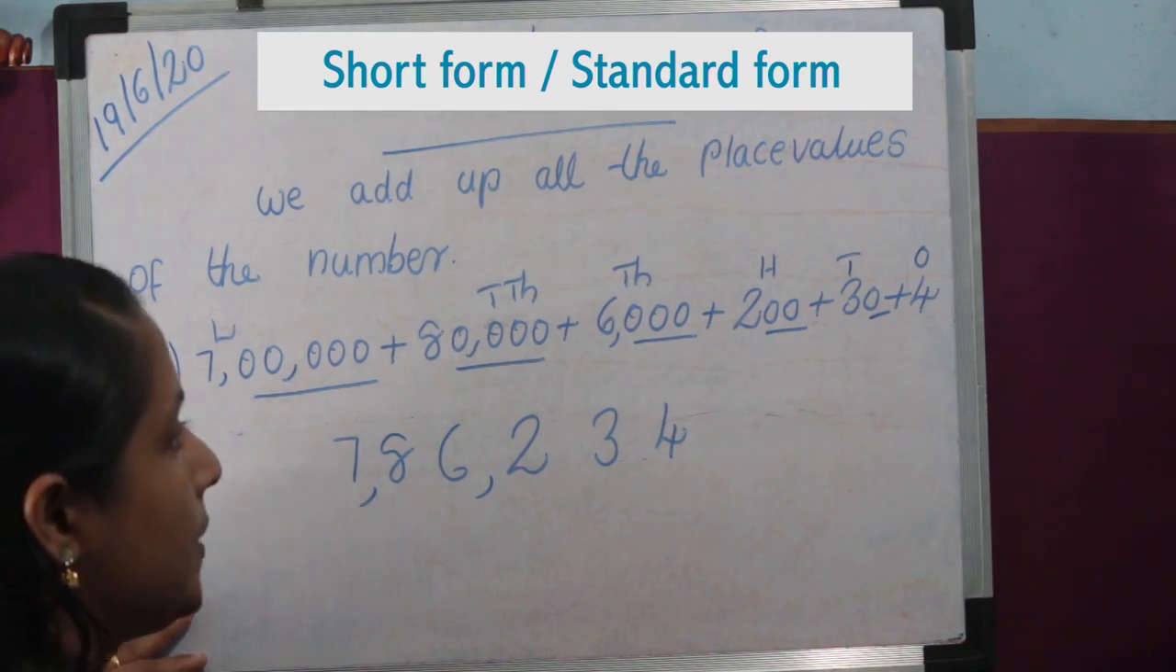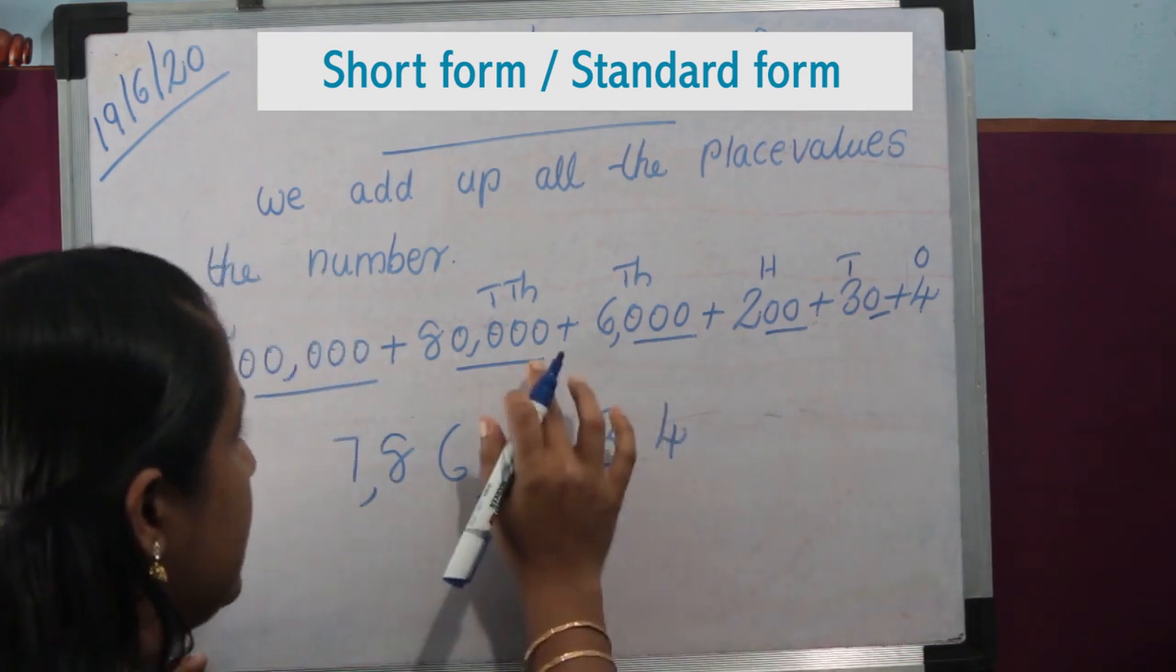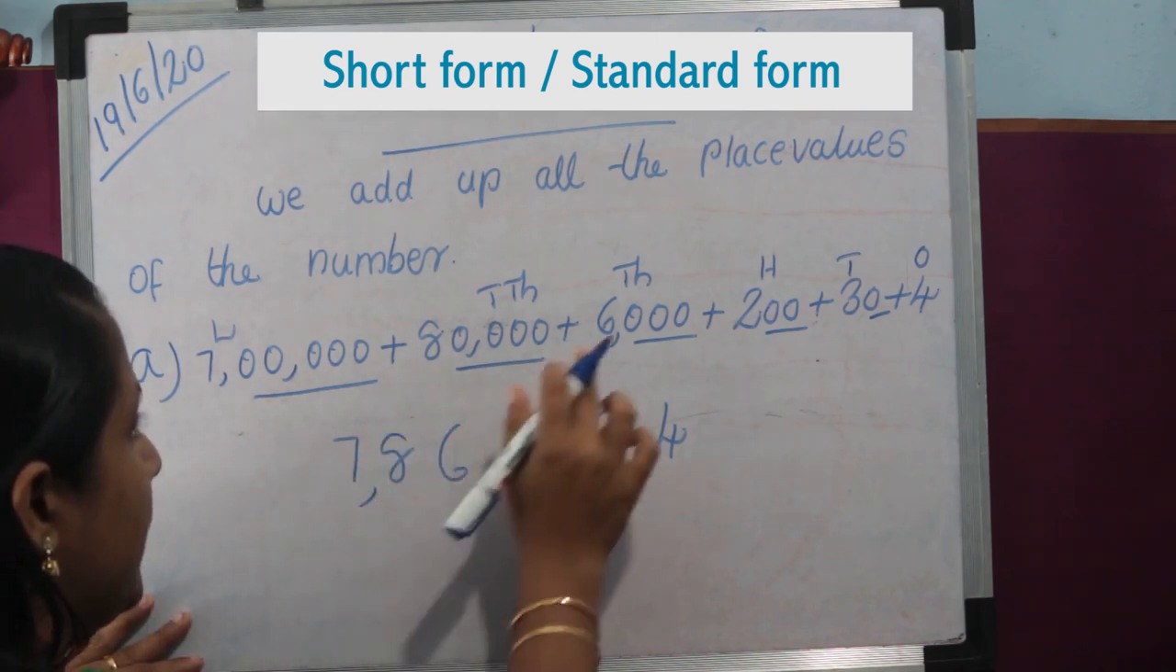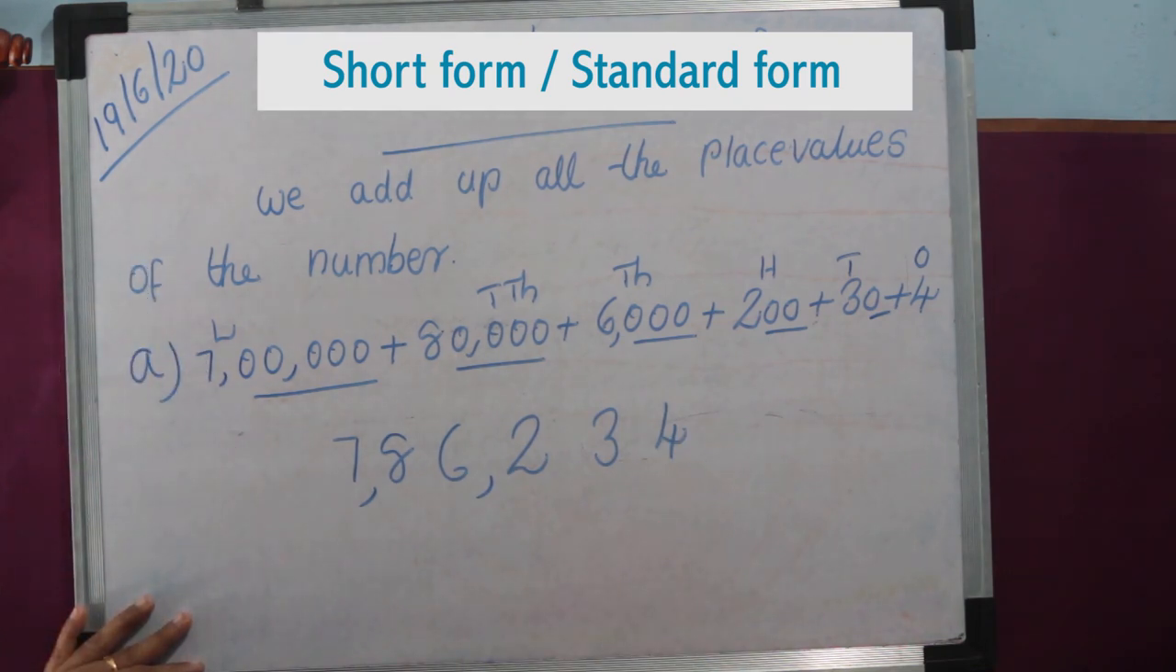Once more, given the expanded form, we convert it to the short form. First we write the places of these digits: ones, tens, 100, 1,000, 10,000, lakh. Next we check that these positions are correct. So we write only the numbers, not the places: 7, 8, 6, 2, 3, 4. Then we got 7,86,234. This is the short form of the given expanded number.